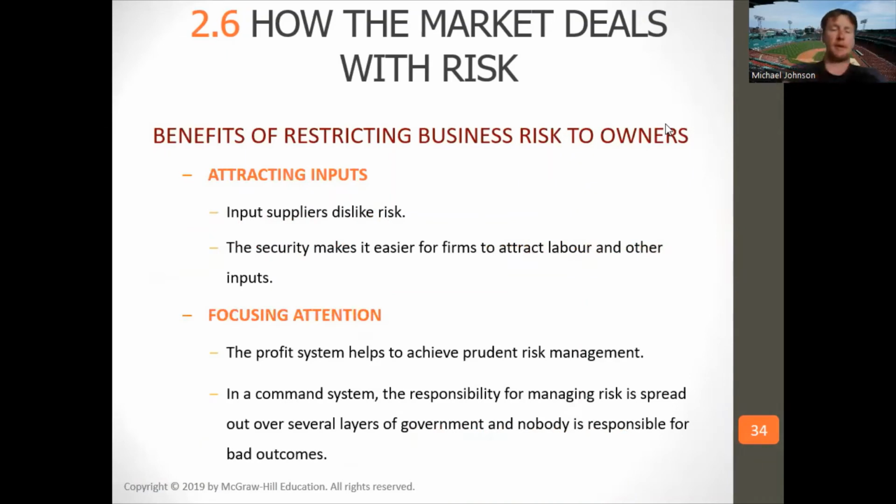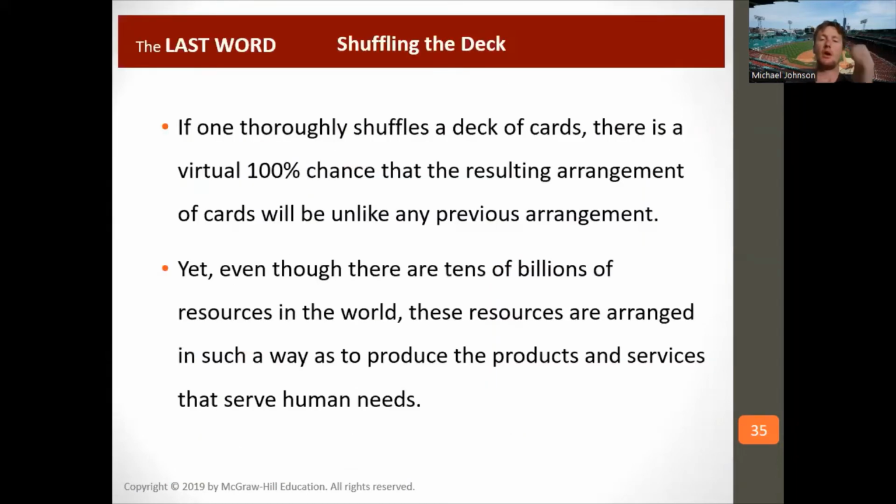So then the benefits of restricting business risk to owners: attracting inputs. Input suppliers dislike risk. Security makes it easier for firms to attract labor and other inputs. Focusing attention, the profit system helps achieve prudent risk management. In a command system, the responsibility for managing risk is spread out over several layers of government, and nobody's responsible for bad outcomes.